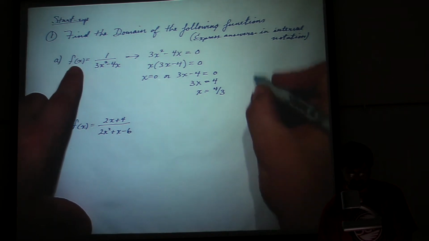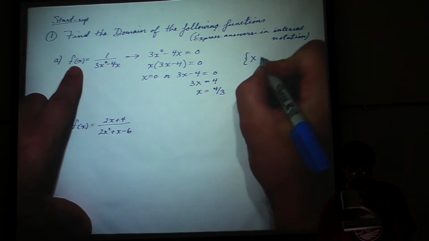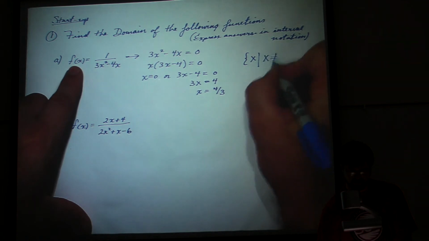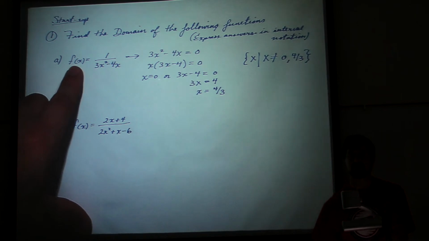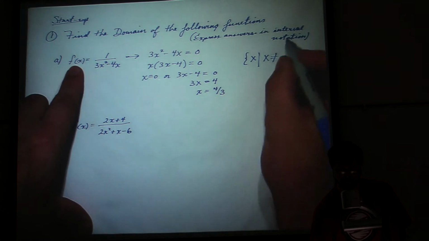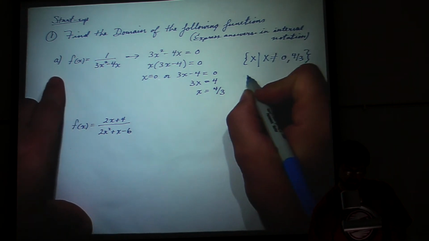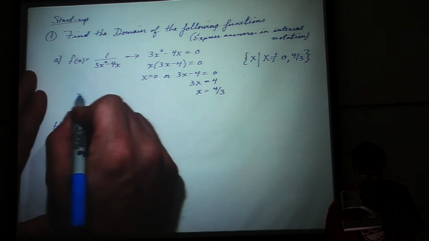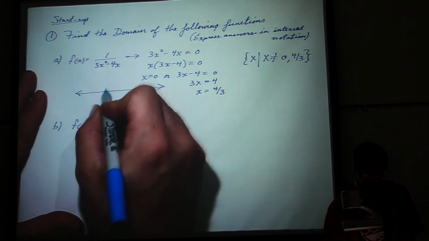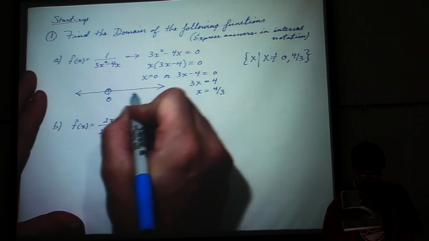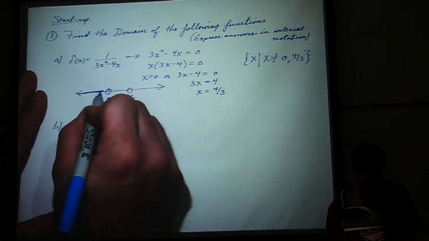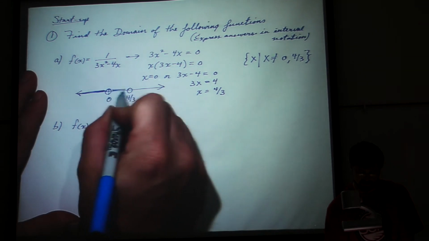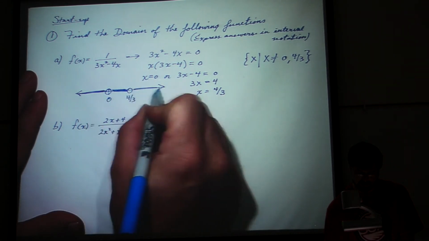So the domain of this is x's such that x does not equal 0 or 4/3. That is the set builder way of notating that answer. However, I wanted it in interval notation, so we would say x can be anything on the whole number line except for 0, and also except for 4/3. So it can be anything to the left of 0, it can be anything between 0 and 4/3, it can be anything to the right of 4/3.